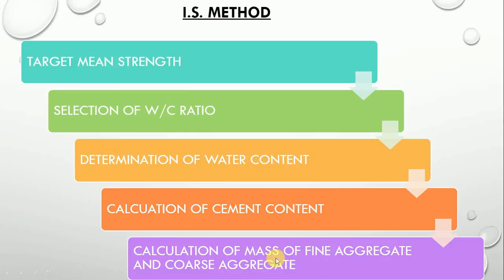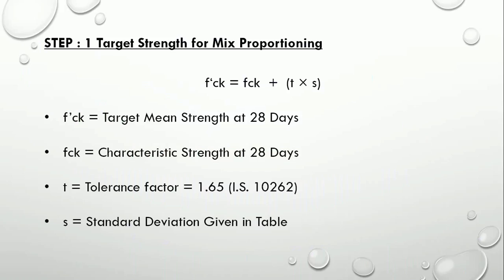These 5 steps are the basic and important for this method of designing the concrete of our required strength. Moving further, the first step of this process is target strength of mix proportioning, or target mean strength. There is a formula already given in IS code 456, that is F'ck = fck + t × s.